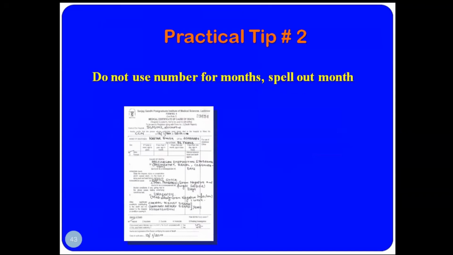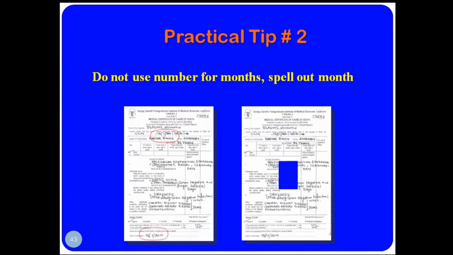Do not use numbers for months. Always spell out the month. It's always better to write 13th of January rather than 2013, then -1, and then 2010, because it can easily become 1311. You see, the whole document gets changed. And it's a very important medical legal document.